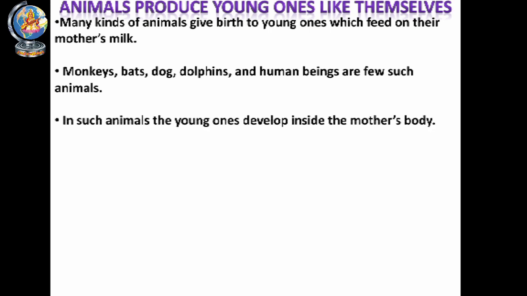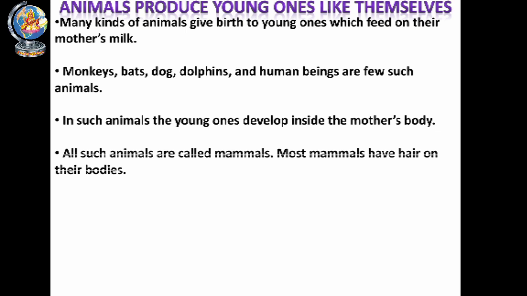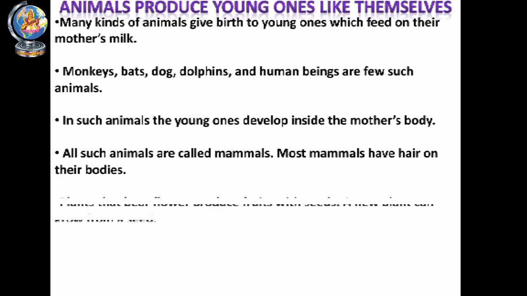In such animals, the young one develops inside the mother's body. All such animals are called mammals. Most mammals have hair on their body. You need to understand this phenomenon, mammal, right? In animals that lay eggs, the baby animal develops inside the egg and then comes out. But in mammals, the baby animal develops inside the mother's body, and it feeds on the milk of the mother. And then it grows. About growing we'll learn in this video.